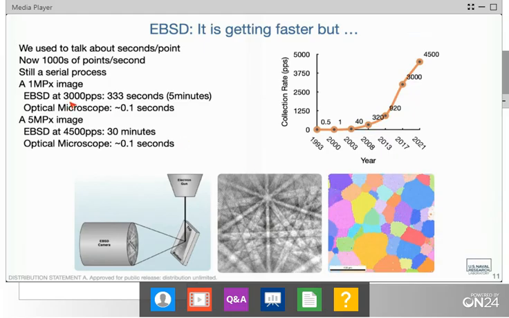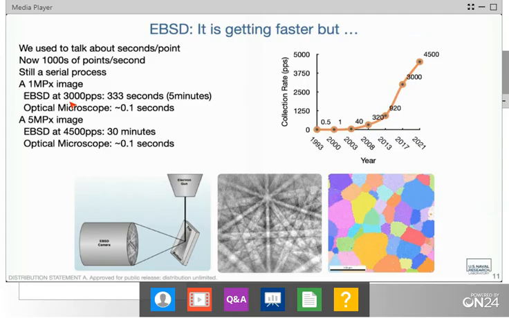So if I'm looking at collecting an EBSD map, it's something around 3,000 points per second. If I'm looking at a 1 megapixel image, so something that even the oldest smartphone could do, we're still looking at a 5-minute exposure time. That's one way to look at it, right? That's how long it takes to collect that. If you're looking at a 5 megapixel image, we're talking about 30 minutes.